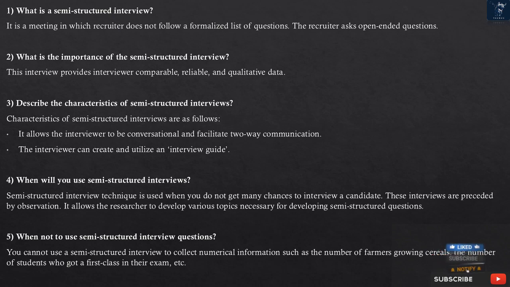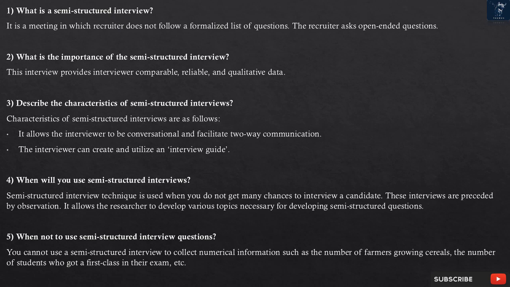4. When will you use semi-structured interviews? The semi-structured interview technique is used when you do not get many chances to interview a candidate. These interviews are preceded by observation. It allows the researcher to develop various topics necessary for developing semi-structured questions.